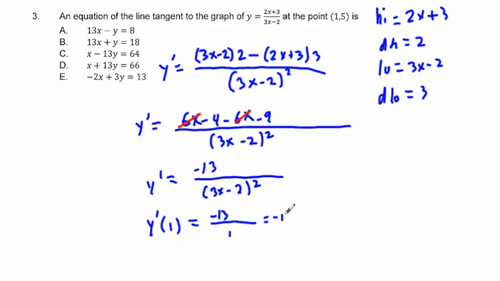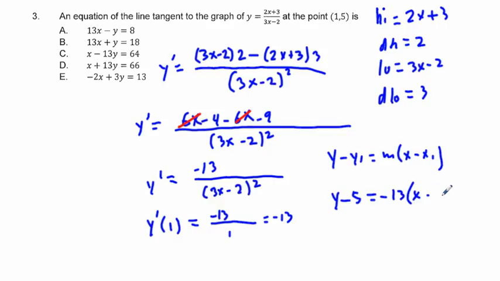negative 13, and so our point slope form is y minus y1 equals m times quantity x minus x1, point slope form, and so we have y minus 5 equals negative 13, and we have times quantity x minus 1. So that's going to simplify on the right side to negative 13x plus 13, and on the left side we have y minus 5.